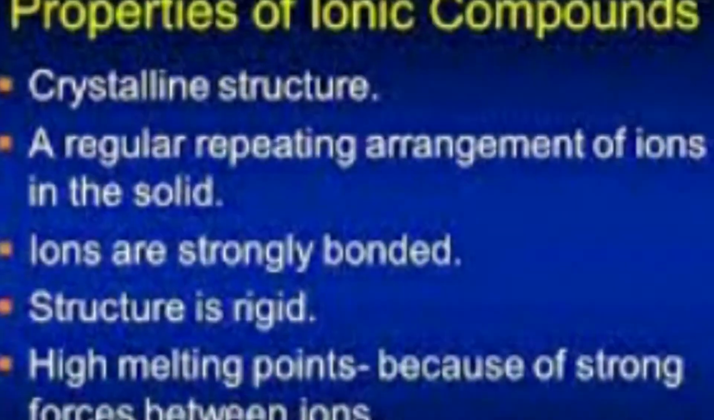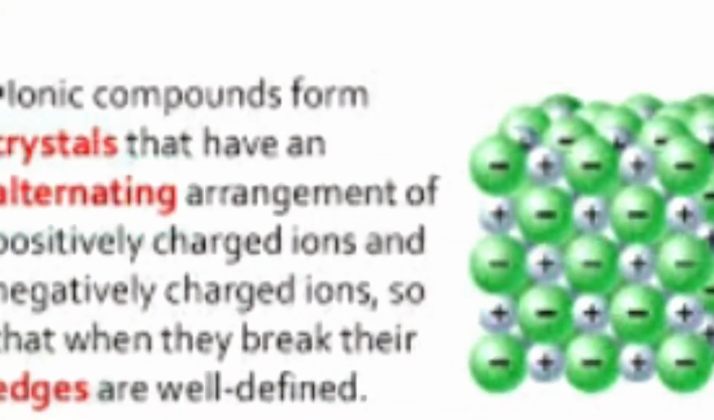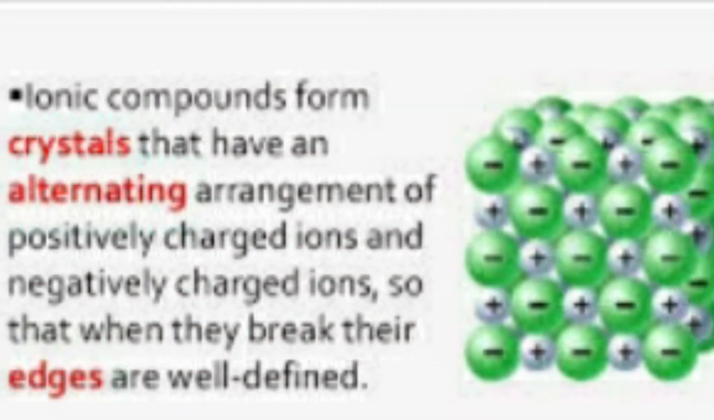So what are the properties of ionic compounds? The first property is that ionic compounds have a crystalline structure, children. These compounds form crystals that have an alternating arrangement of positively charged ions and negatively charged ions, so that when they break, their edges are well defined. You all understood, children?